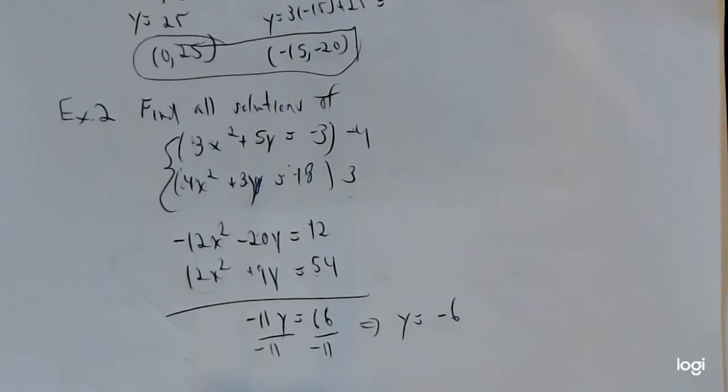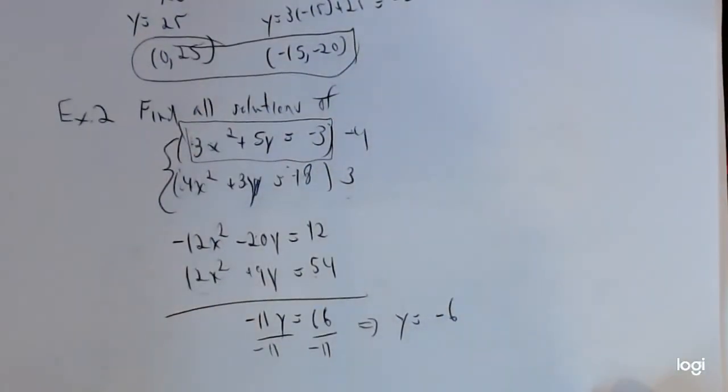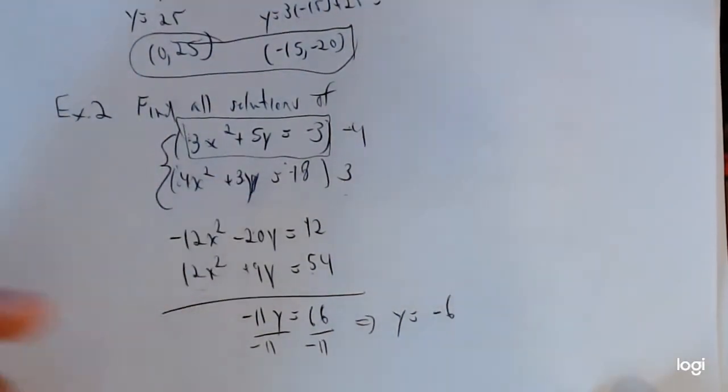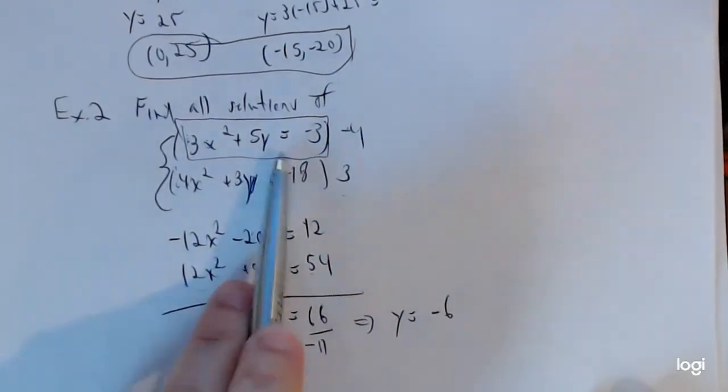Okay, now that I got y is -6, I could come back to the original equations and substitute, right? In any one of the two. So let's grab this first one. And what are we doing? We're replacing y with -6, and then we can solve for x.